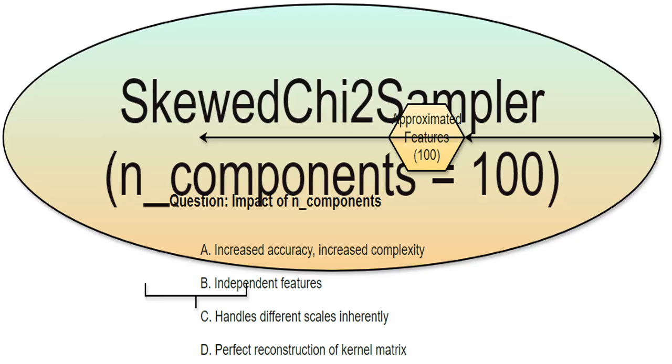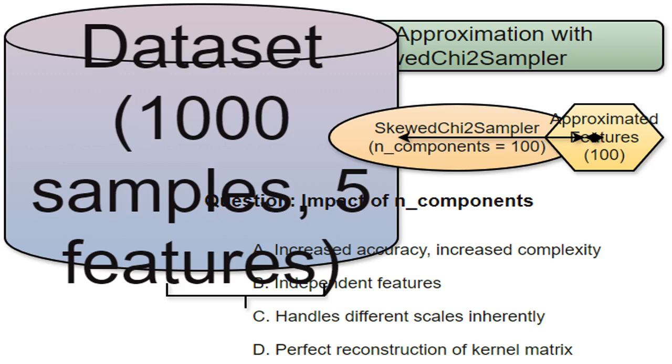I'm using Sklearn's kernel approximation tool with the SkewedChi2Sampler to approximate a kernel's feature map. Think of it like creating a simplified, faster stand-in for a complex calculation. I have a dataset, 1,000 individual examples, each described by 5 different characteristics. This is my starting point.